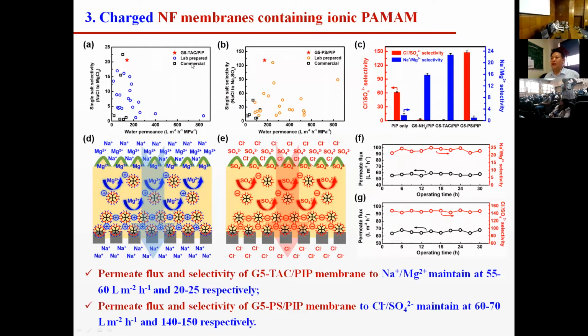For property comparison with the other reports, we can find the property is very high. This top position means this membrane has higher selectivity and permeance. Also, this membrane has very good stability. For longer filtration time, the rejection, selectivity and permeance are very stable. For the membranes with different charge states, the separation between chloride and sulfate, or sodium and magnesium, is very high and stable.